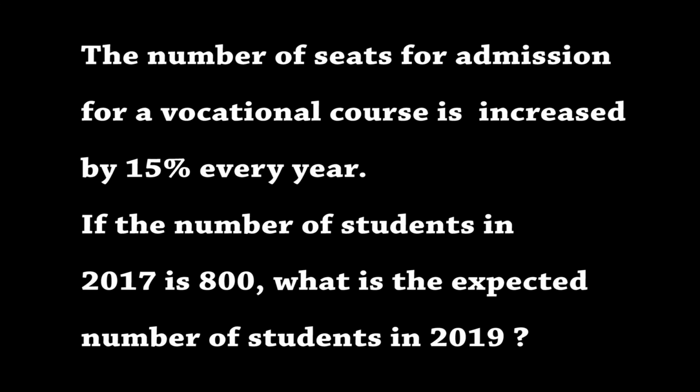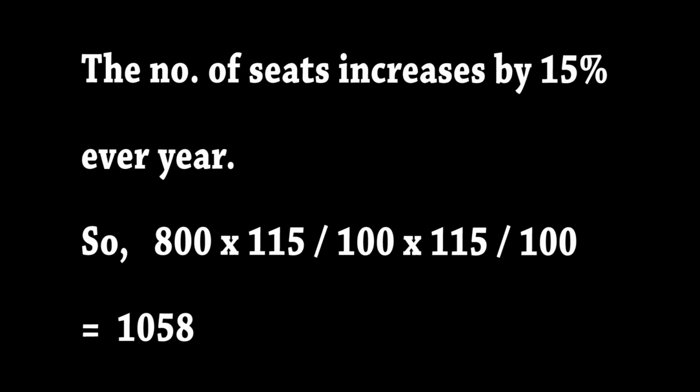Next question. The number of seats for admission for a vocational course is increased by 15% every year. If the number of students in 2017 is 800, what is the expected number of students in 2019? Solution. The number of seats increases by 15% every year. So, 800 multiplied by 115 divided by 100 multiplied by 115 divided by 100 is equal to 1058.